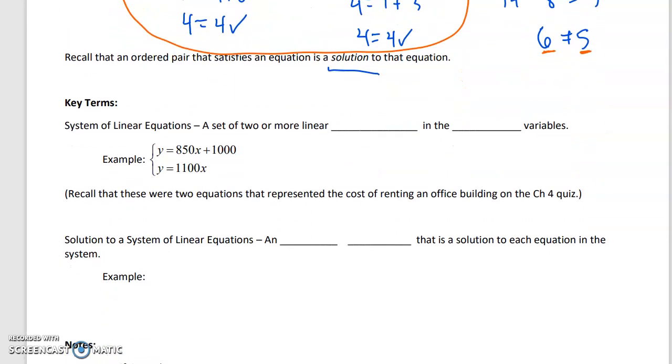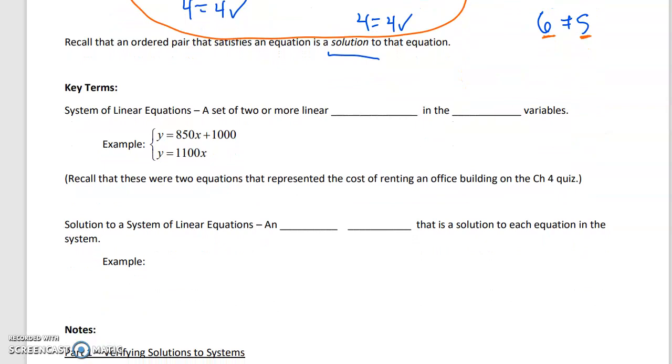So what is a system of equations? A system of equations is a set of 2 or more linear equations in the same variables. Oftentimes when we see a system, usually we have 2, but we could have 3 or 4, depending. It gets very complicated, right? The more equations you get, the more complicated it is. Sometimes we use this bracket notation to put the system together. Sometimes you just see the 2 equations. So here's an example of a system.